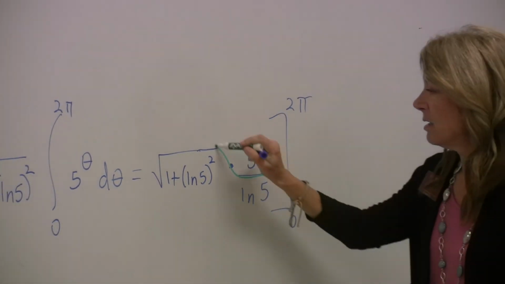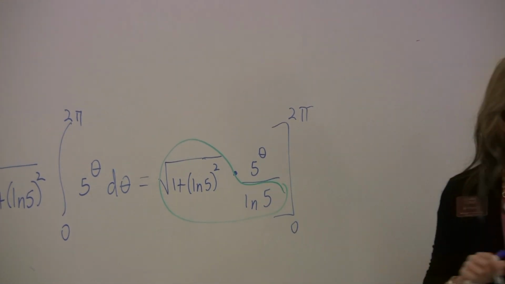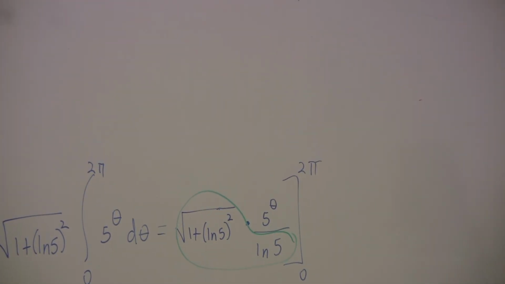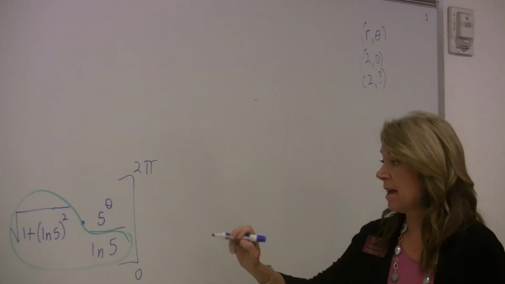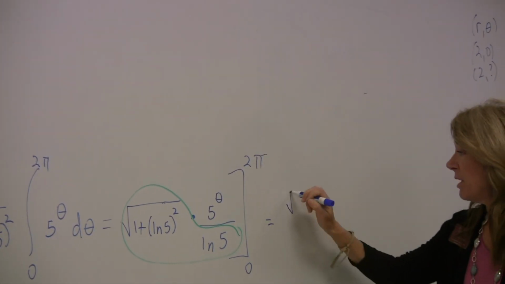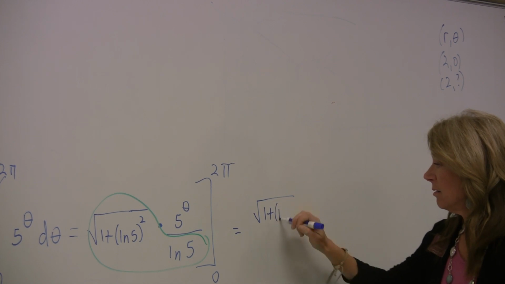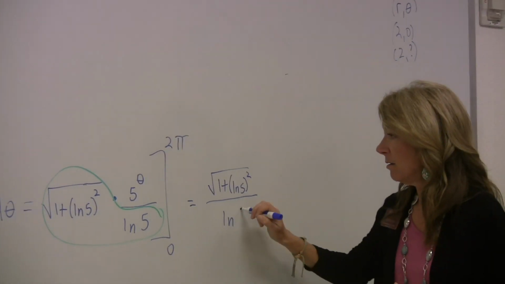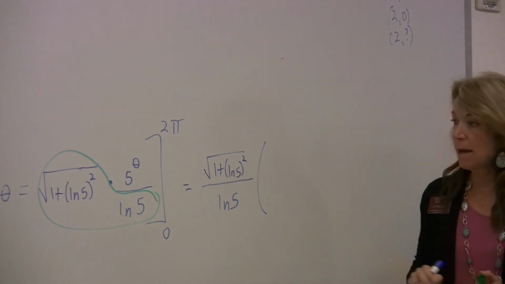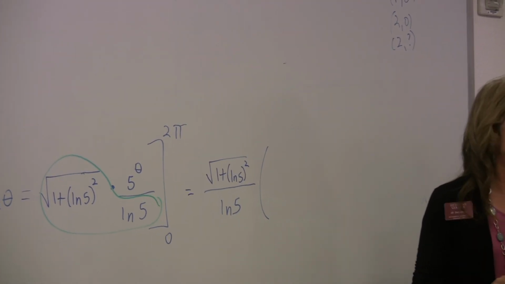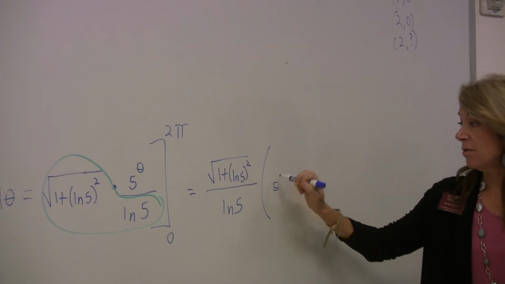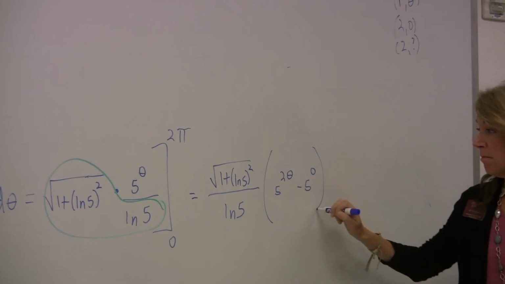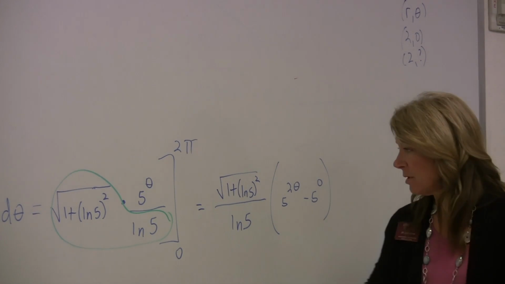All of this is a constant. That's all just a messy constant. So I'm going to hang on to that. I'm going to put it all together, and then I'm going to evaluate what's left. 5 to the 2 theta minus 5 to the 0. Oh, 2 pi. I put 2 theta. 2 pi.